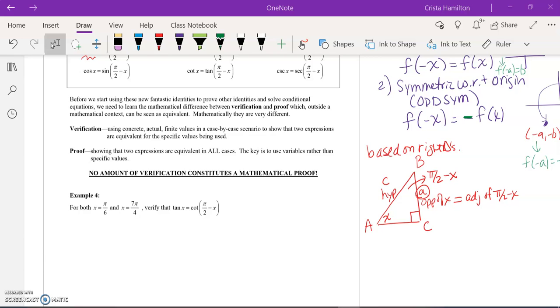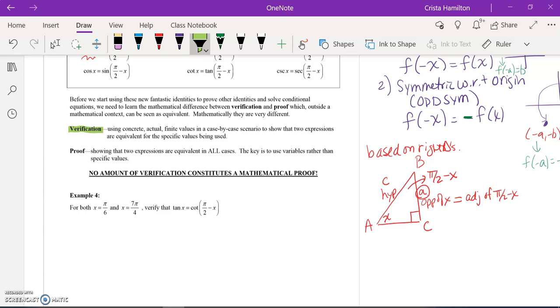All right, so continuing with our 6.1 fun identity proofs and verifications and simplifications. Just to remind you of what we talked about last time, verification is a much lower threshold than what a proof is. Verification is where you're looking at a graph, it looks like it's going to work, or it looks like they're equal. You may do a couple of cases to say that it appears that they're equal.